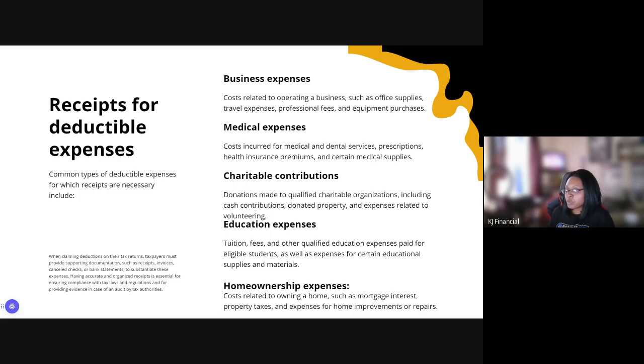Your school, that goes back to the 1098-T, the tuition fees. There's the qualifying expenses, as well as like if you had to buy a laptop, a tablet, those can actually be wrote off as well. Your home ownership expenses, you had your mortgage, your personal property, any repairs that you had to do on your home, those can be wrote off.